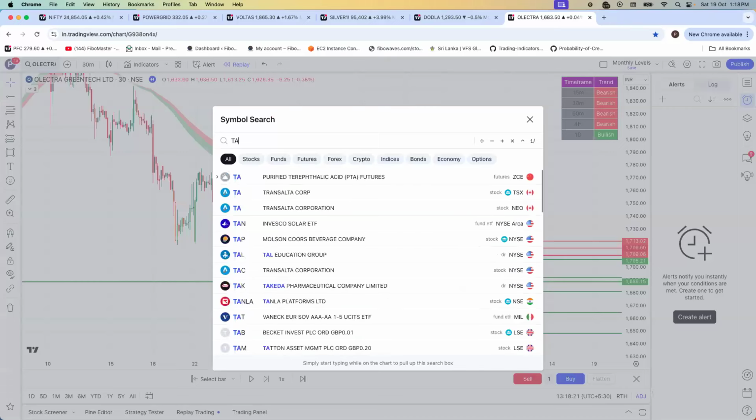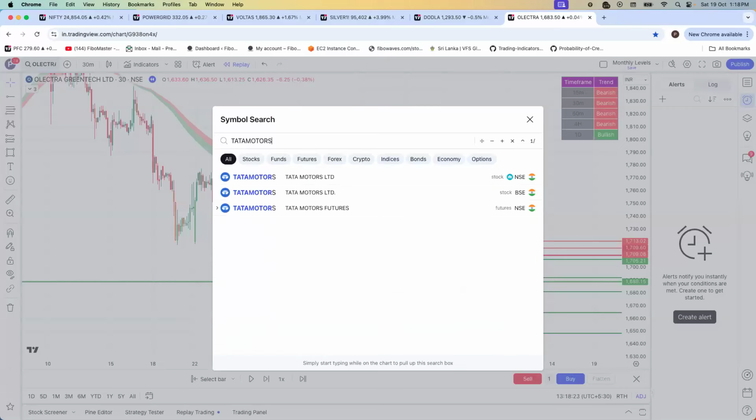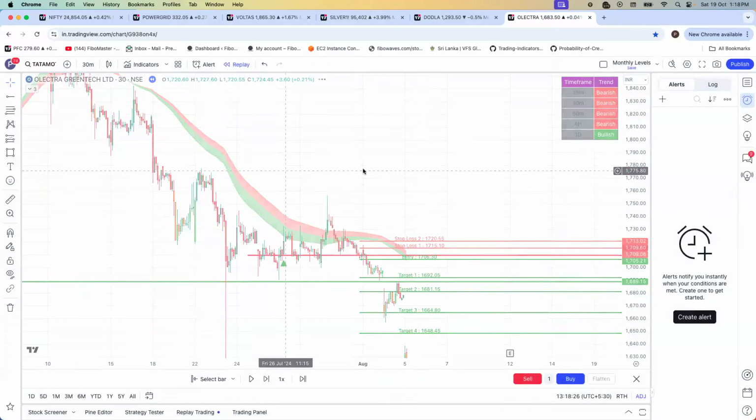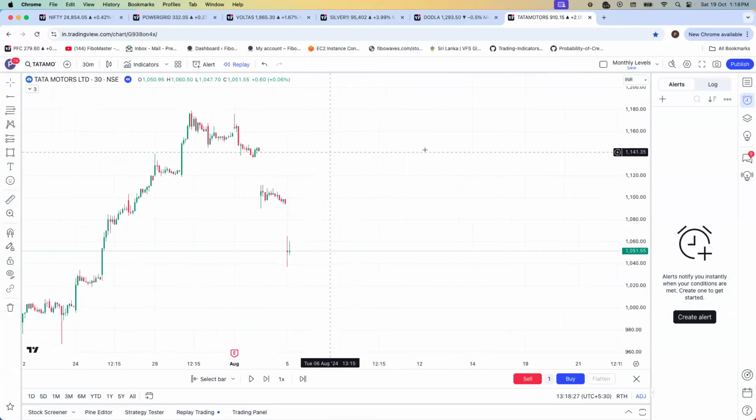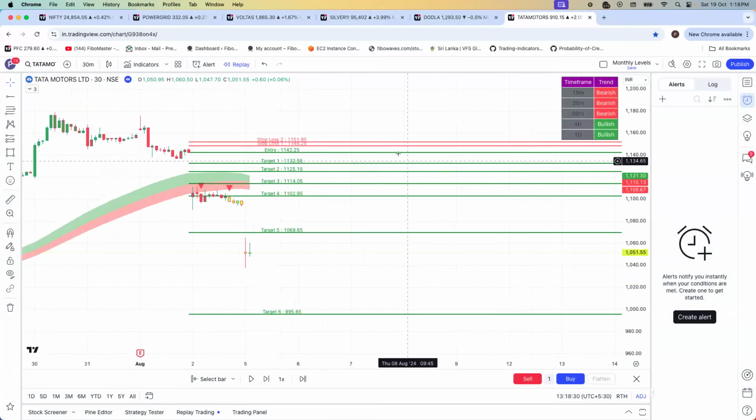You just see, I'll bring up one stock, okay? Tata Motors, okay? You want to do the first swing, okay? You want to go for the first swing, you know? Going here and closing it here.